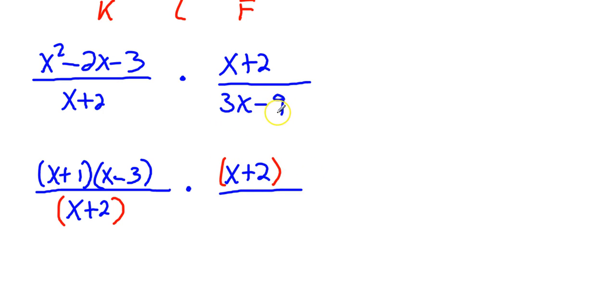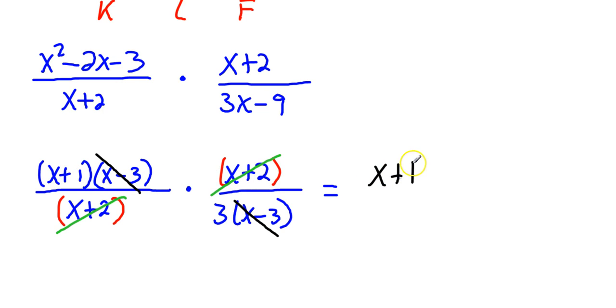And on the bottom part, 3x minus 9. Both multiples of 3, so divide it by 3. Okay, and start canceling. You've got an x plus 2 here, x plus 2 there. Got an x minus 3 here, and x minus 3 here. So you're left with an x plus 1 on the top, and a 3 on the bottom.